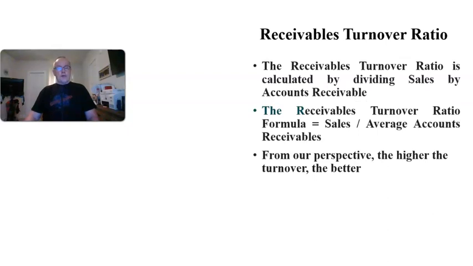The fourth type of ratio is called an efficiency ratio. Efficiency ratio refers to management's efficiency in utilizing the assets of the company to generate sales and profits. One of the most commonly calculated efficiency ratios is the receivables turnover ratio. It's calculated by dividing sales by average accounts receivable. The formula is sales divided by average AR.